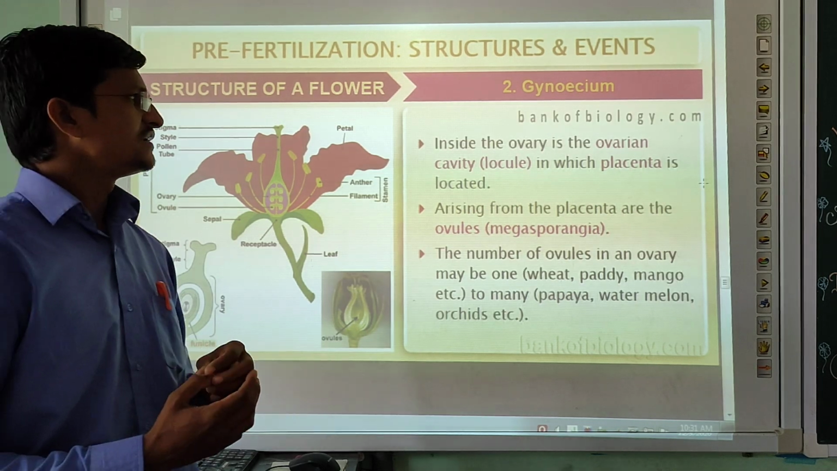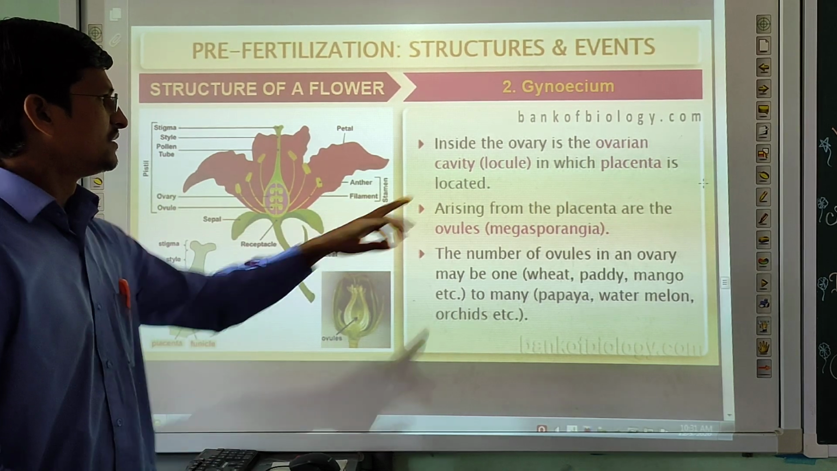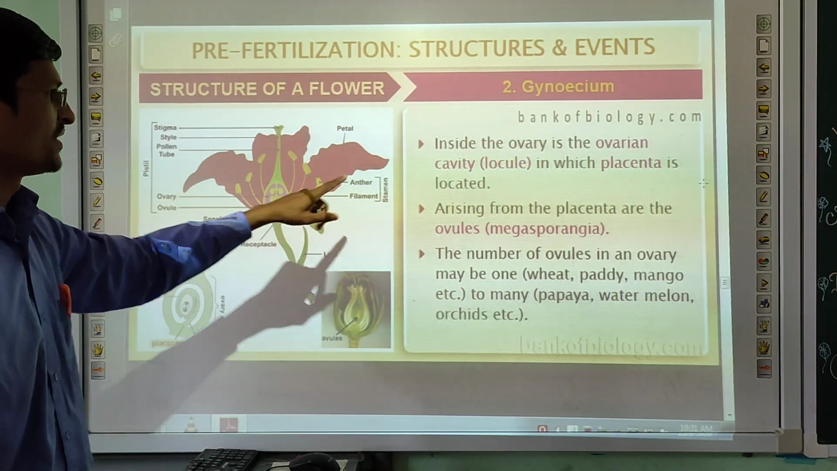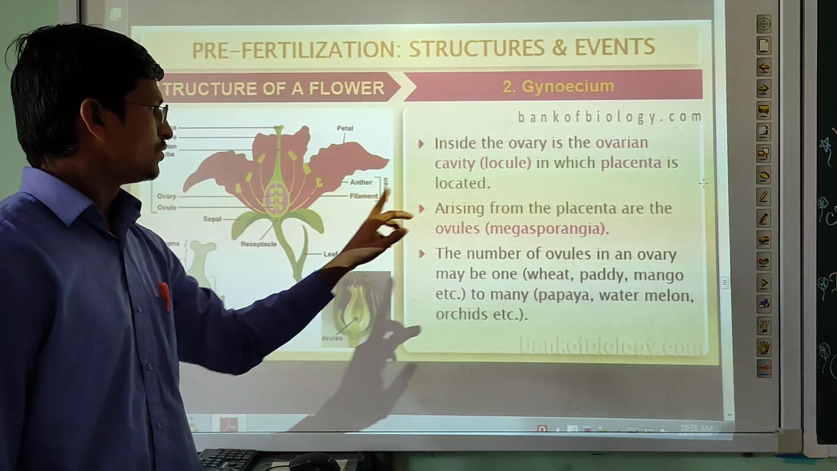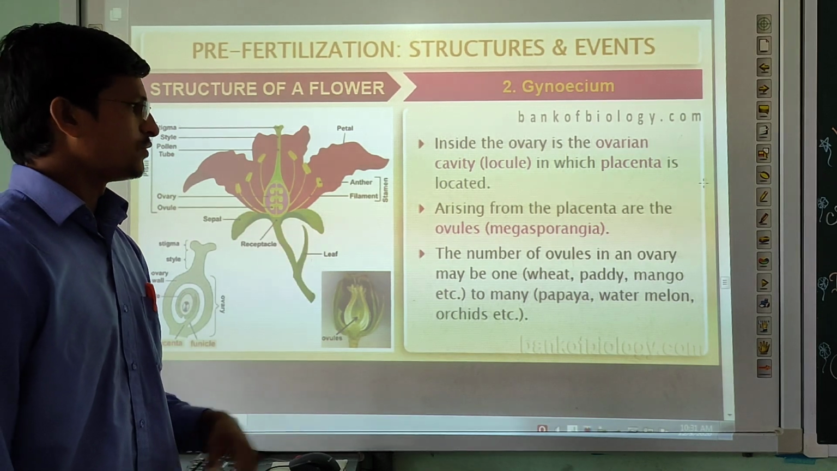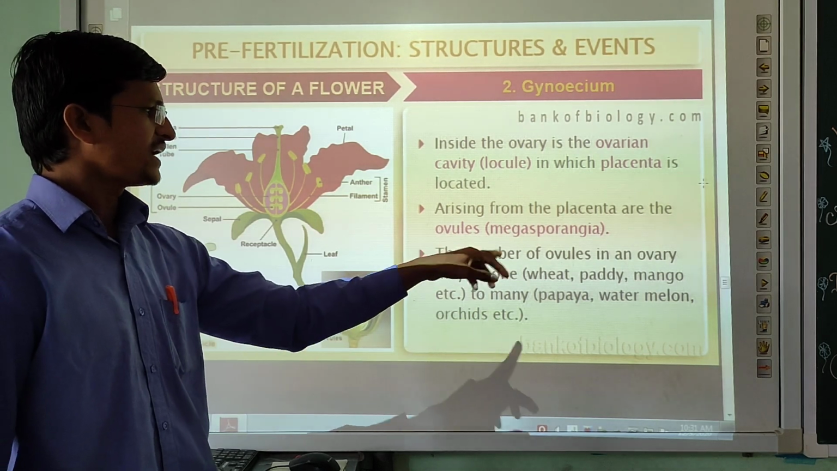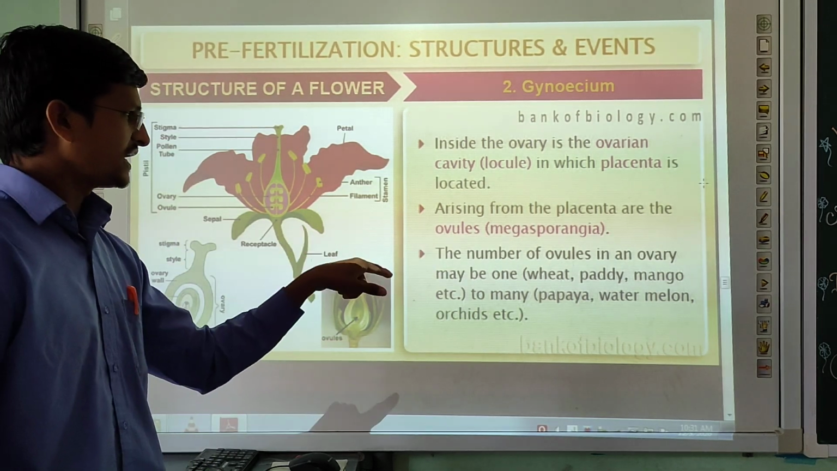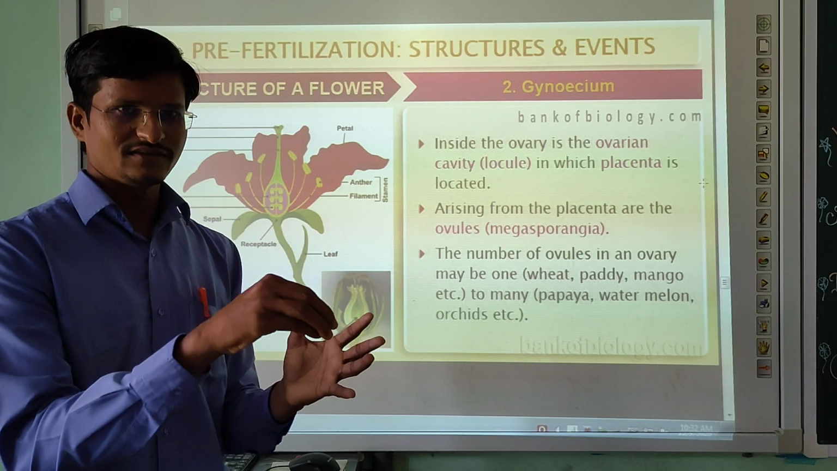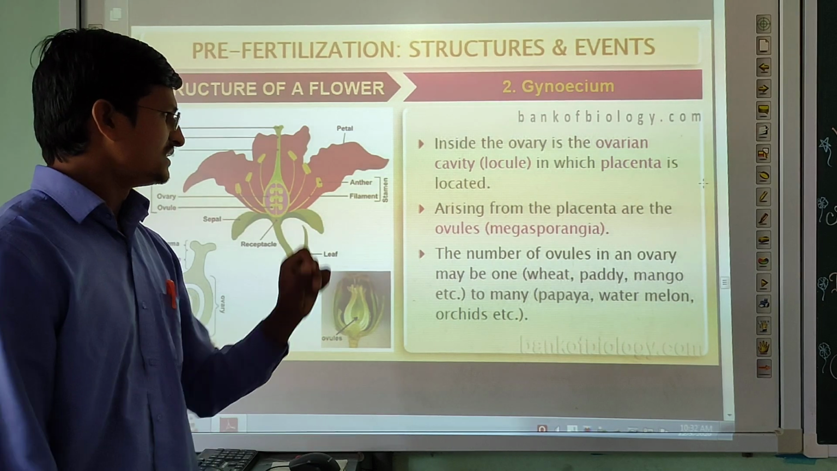Inside the ovary cavity, there is a locule in which the placenta is located. Arising from the placenta are the ovules, the megasporangia. The number of ovules in an ovary may be one or many. If it is one, wheat, paddy and mango are examples. If it is many, papaya, watermelon and orchids are examples. When you open a watermelon, the black seeds inside are from the ovary ovules.